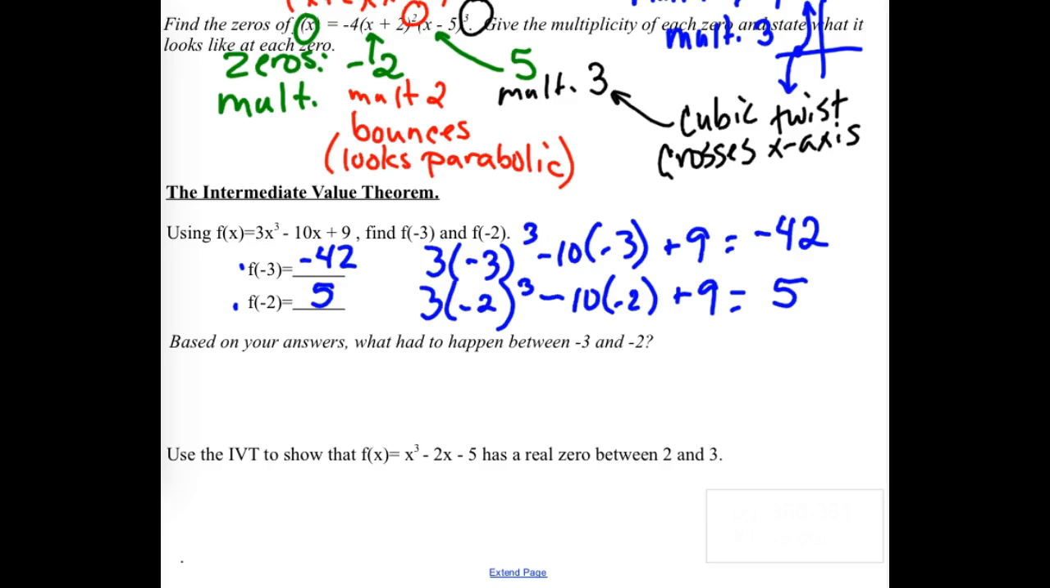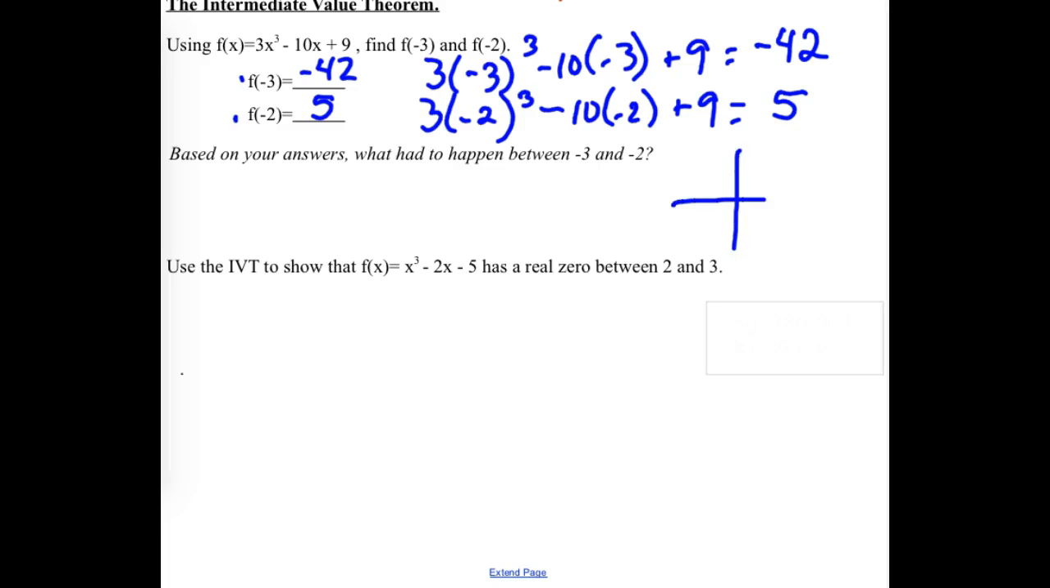Then it says, based on your answers, what has to happen between that negative 3 and the negative 2? Well, if you think about a graph, here's negative 2, here's negative 3. We said at negative 3, we are way down here, at negative 42. And when x is negative 2, we are up here at a positive 5. And we have a continuous curve. It's a cubic twist. So that means there's no breaks between here and here.